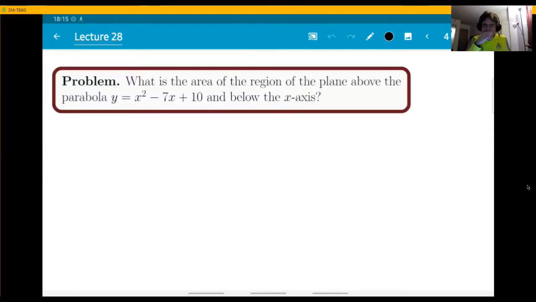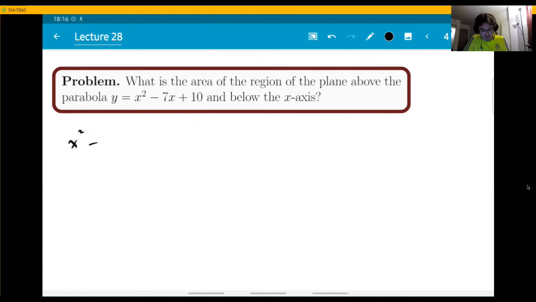Okay, what is the area of the region of the plane above this parabola and below the x-axis? What's going to happen in this problem is we have a parabola, y equals x squared minus 7x plus 10. We can't see it yet, so we should probably draw it so we can visualize the area that we're trying to find. Because we want the region above this parabola and below the x-axis.